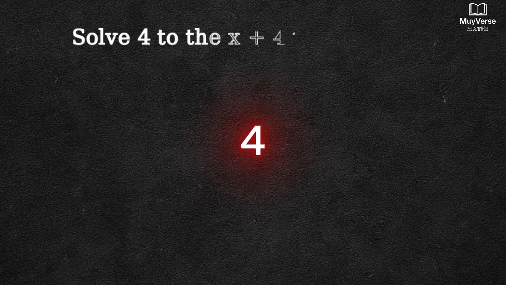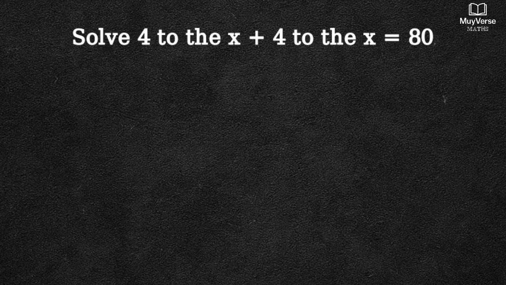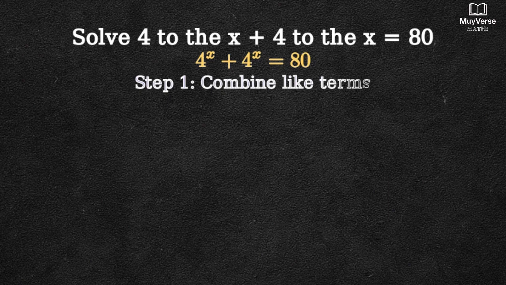In this lesson, we'll solve the equation 4 to the x plus 4 to the x equals 80 step by step. We'll start by writing the problem clearly on the screen. Step 1. Combine like terms. Both terms on the left are the same, 4 to the x, so adding them gives 2 times 4 to the x. So we write 2 times 4 to the x equals 80.